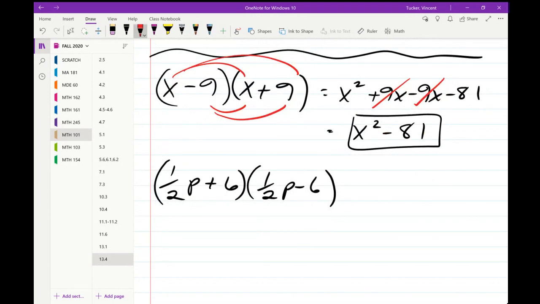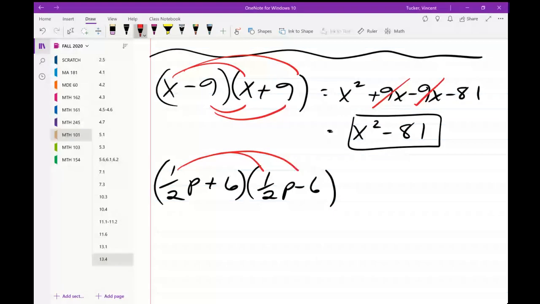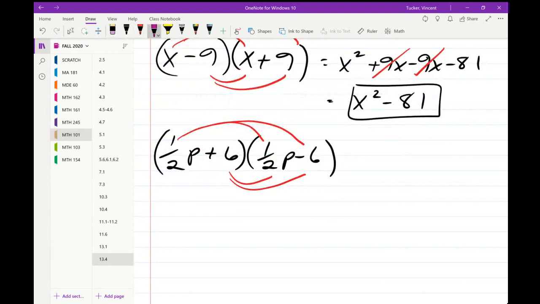For this next one, 1/2 p plus 6, 1/2 p minus 6. Same thing is going to happen when you do your distribution. Just make sure you hold true to your fraction work. We have 1/2 times 1/2. Multiply across, that's just 1/4. So that's 1/4. P times p is p squared.